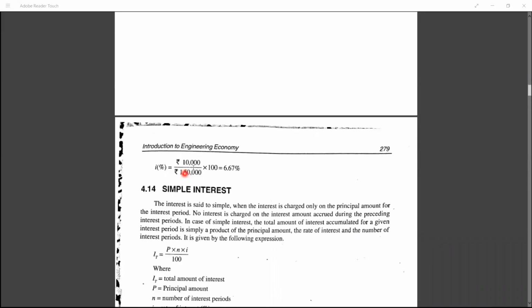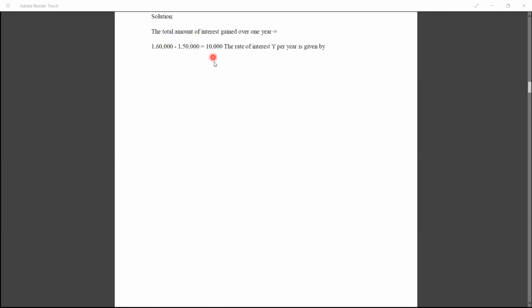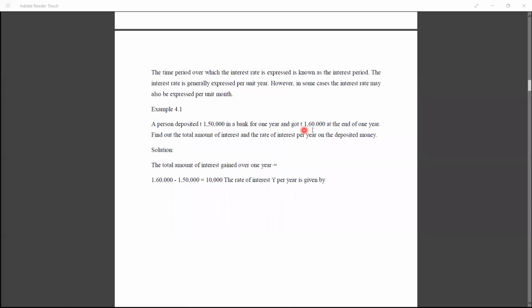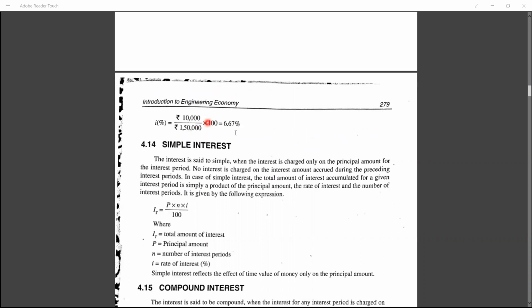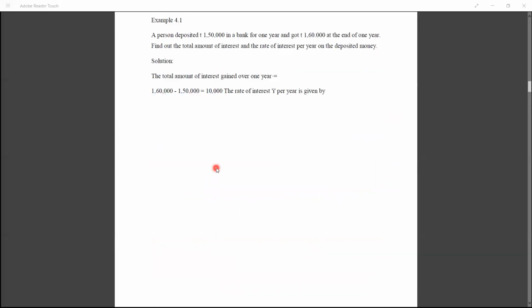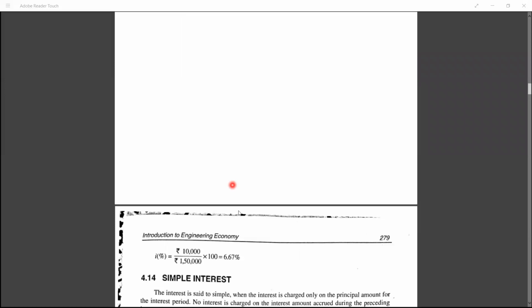So the interest is 10,000, the difference amount, divided by 1,50,000. Don't take 1,60,000 here. You need to take the initial deposited amount, not the final amount. So 10,000 by 1,50,000 into 100. The interest rate is around 6.67%. This was just a basic problem, but these problems will come in cumulative form.